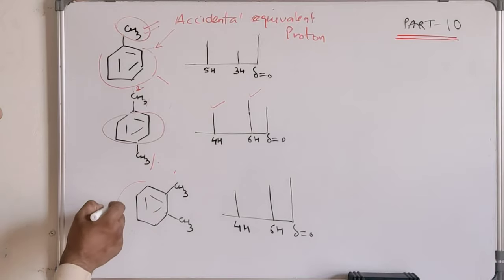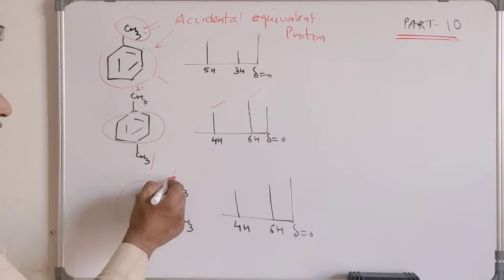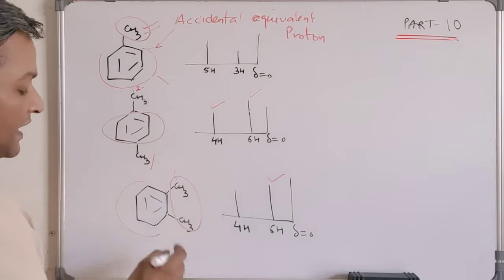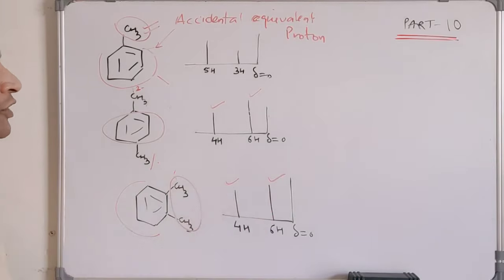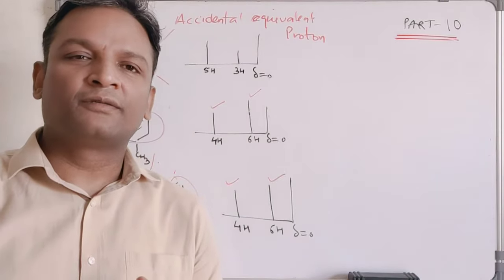In orthoxylene, these 4 protons are again accidentally equivalent. So we are again observing an example of accidentally equivalent protons. These 6 will show us a singlet and these 4 will show us a singlet, in the ratio 6:4. So this is the spectra of the simplest aromatic compounds.